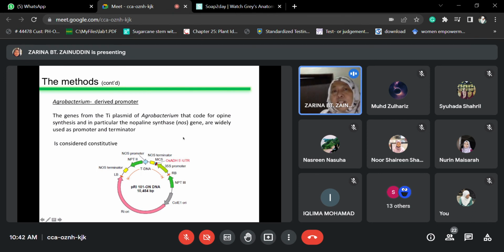Okay, so this type of promoter is considered constitutive, which is your gene of interest tadi tu bila masuk dalam plant, dia akan diekspres setiap masa, dan akan diekspres throughout the plant. So this is what we call as constitutive promoter. Okay, boleh follow lagi tak?